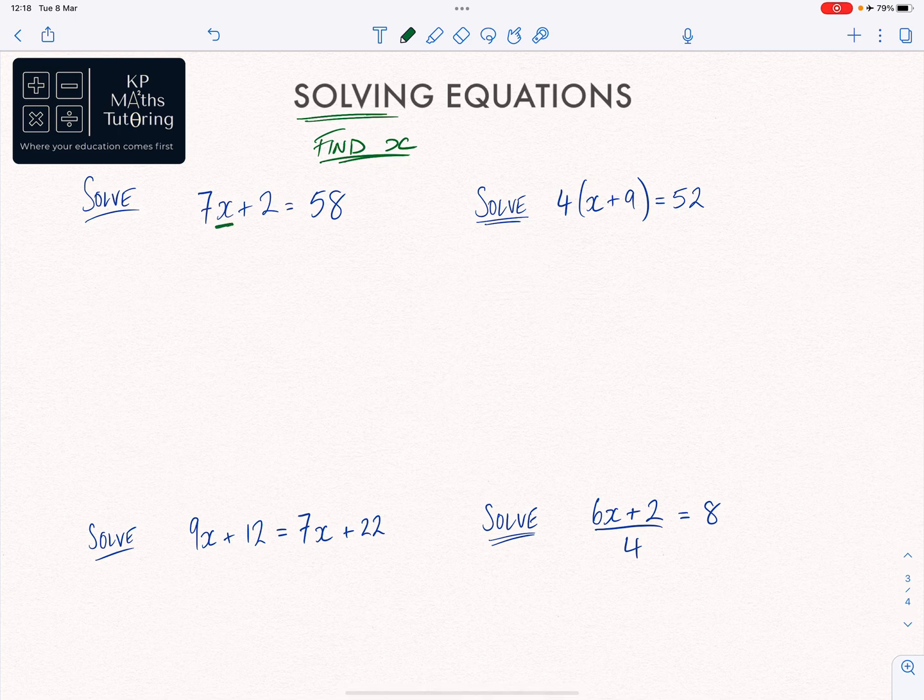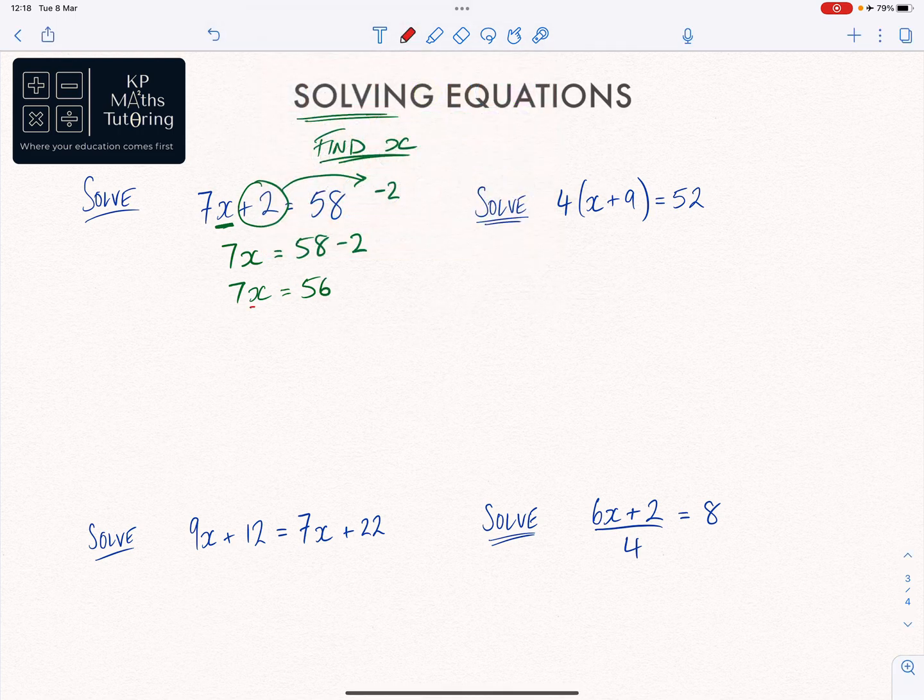Now I would suggest what you do is you underline what it is you're trying to find, and then you're looking at removing everything else first. Now this +2 is not attached to it, so I can move this +2 over this side. And when you move something over the equal sign, instead of it being a +2, when I move it over, it becomes a -2. So I now have 7x is equal to 58 minus 2. So 7x is equal to 56.